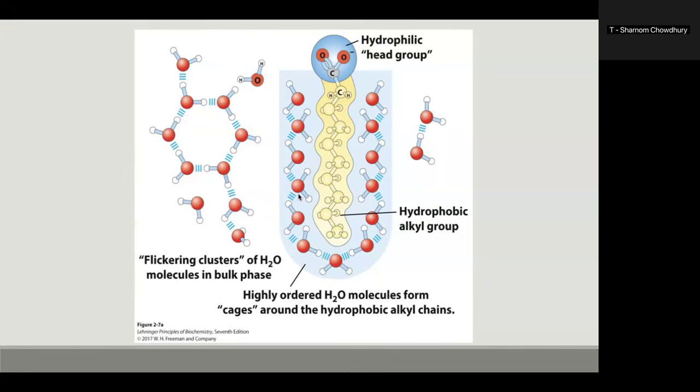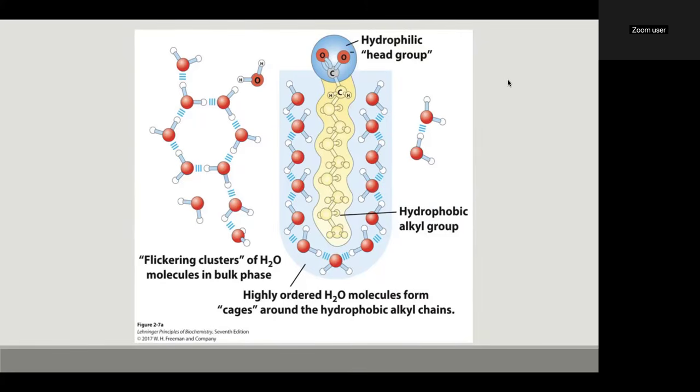So when coming into contact with water, water molecules become highly ordered. What that means is, as you see here, they form a cage around the hydrophobic alkyl group in order to maintain their hydrogen bonds. So why is this important? Water obviously can't interact with something that's non-polar.